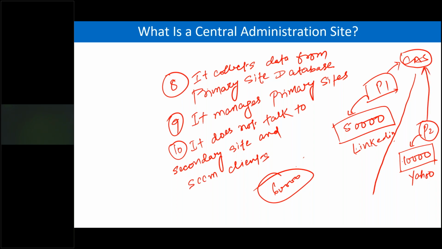They don't want to mix these computers in one single primary site. They want to keep them managed with two separate primary sites. So LinkedIn devices will be managed by primary site 1, and Yahoo devices will be managed by primary site 2, and both will report to a central administration site. This is the second scenario. You guys clear on this? Anyone has any question? All clear?